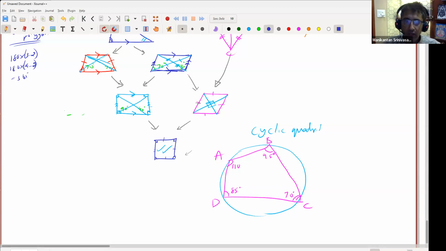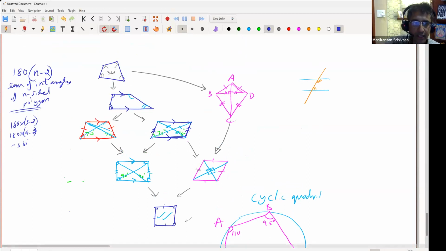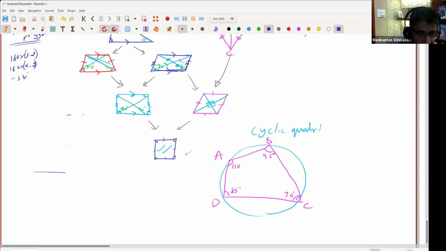Now, one thing I have to touch on: the sum of interior angles of an n-sided polygon is 180 times n minus 2. Sum of exterior angles is 360 for any polygon. Not necessarily a quadrilateral, not necessarily a triangle, not necessarily a pentagon or a heptagon or a dodecagon. The sum of exterior angles of any n-sided polygon will be 360 degrees. And if it's a regular polygon, then each one of them will be 360 upon n. By the way, what is an external angle? Just to be very clear.